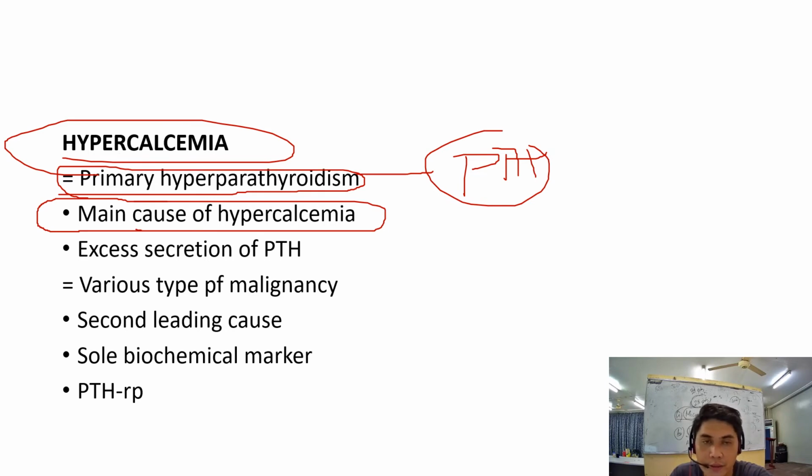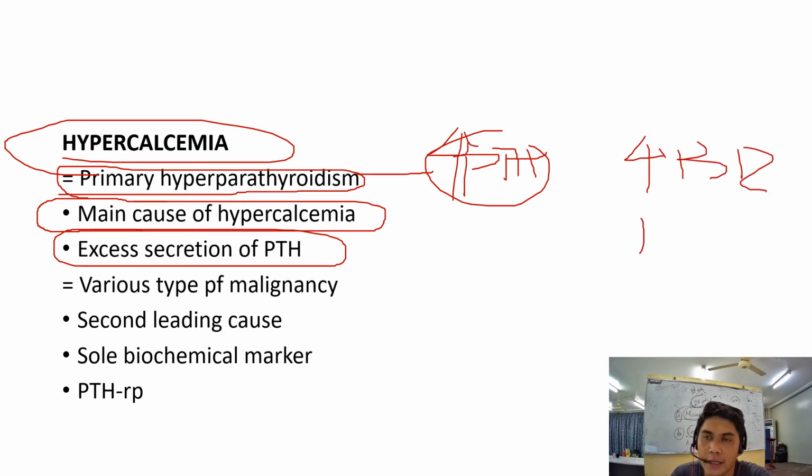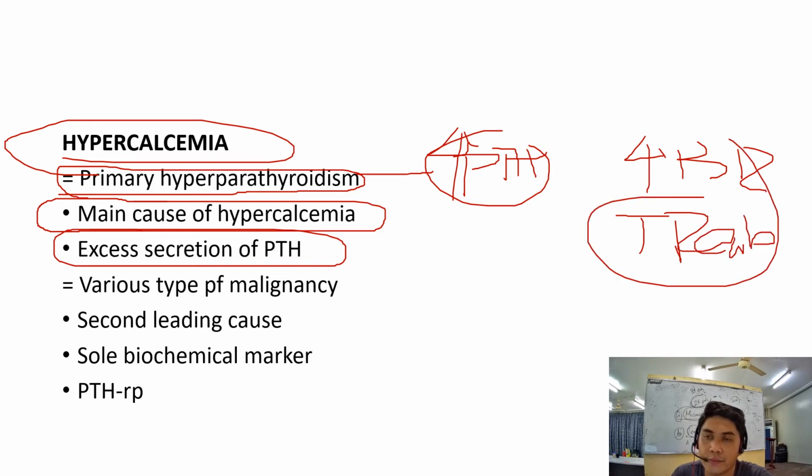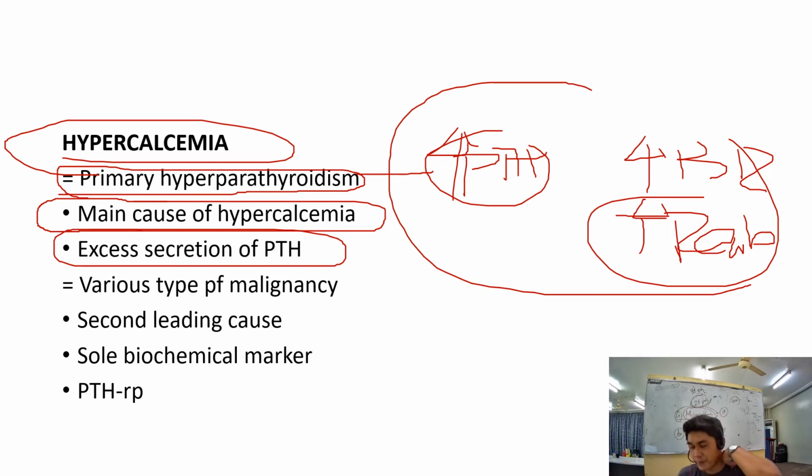So for this one, there's excess secretion of PTH. So with increased PTH, you have increased bone resorption and increased resorption of calcium. So the effect of excessive production of PTH is abnormally high calcium concentration in blood.